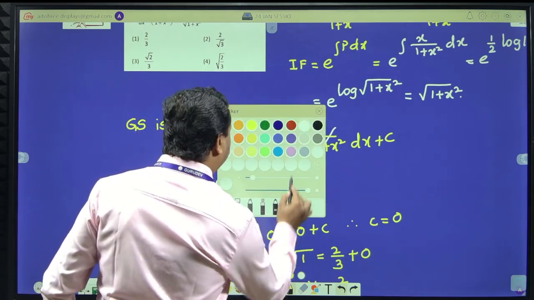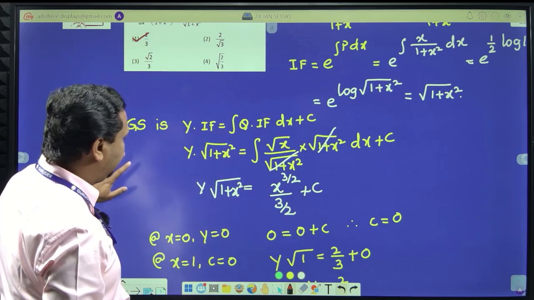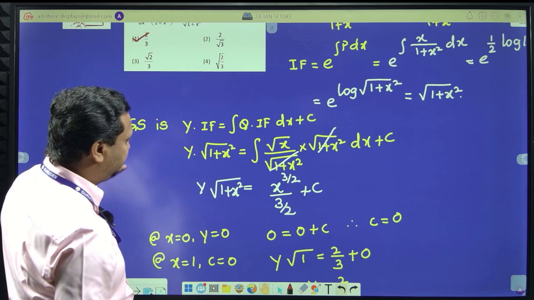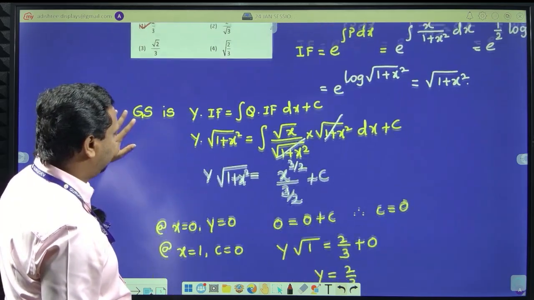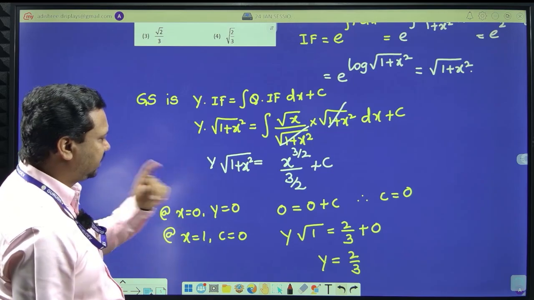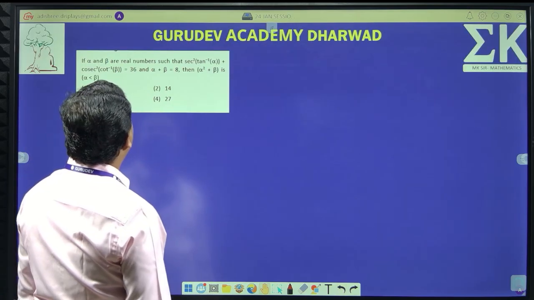I will go with option 2 by 3, that is 1. 2 by 3. Okay. So I hope you have understood. This is purely the problem of linear differential equation. Y of 1, x equal to 1, c equal to 0, so the y value is 2 by 3. Done? Done. Let us go for the next question.